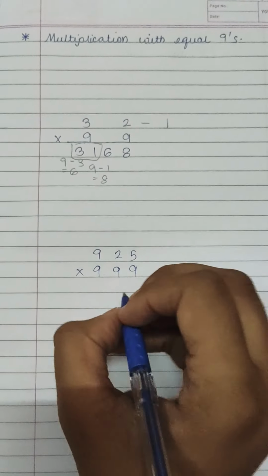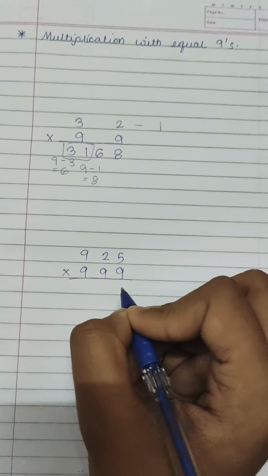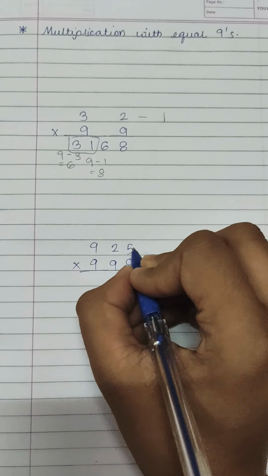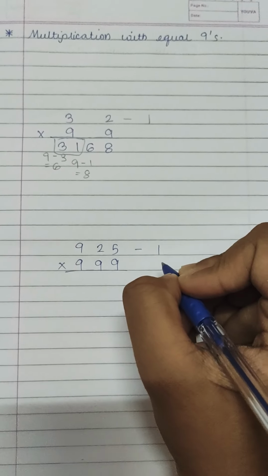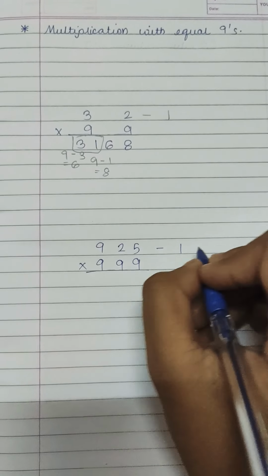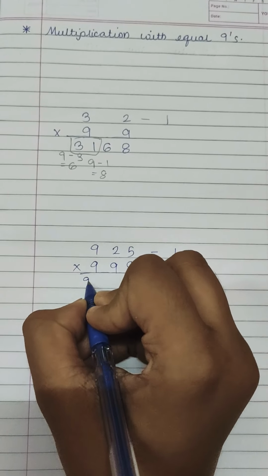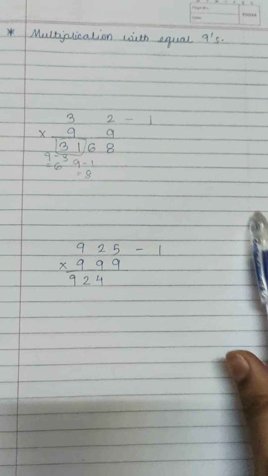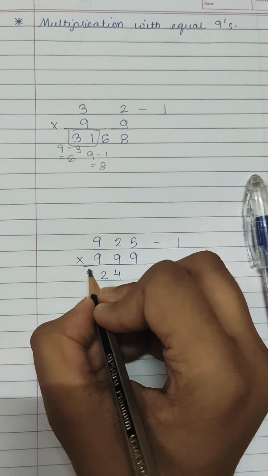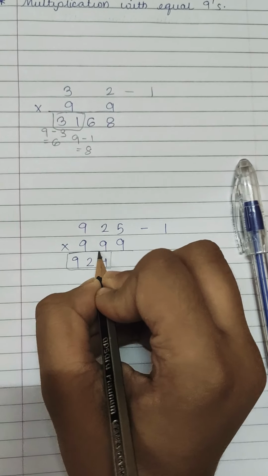So how to find this answer? You all would say like 925 subtracted by 1. Yeah. Okay, so what's the answer for this? 924. 9, 2 and 4. Now we get 924 after we subtract it by 1.